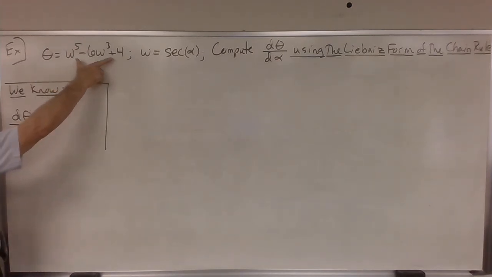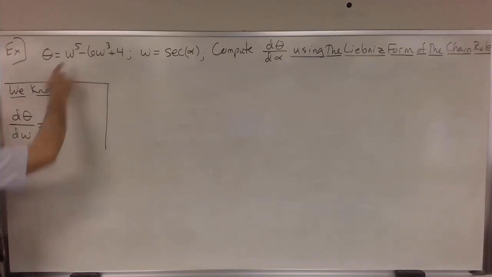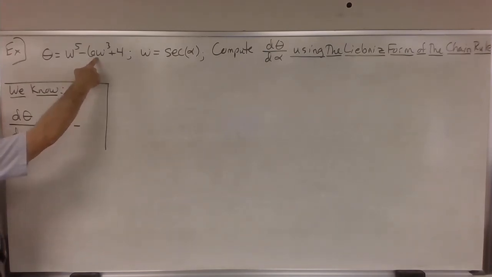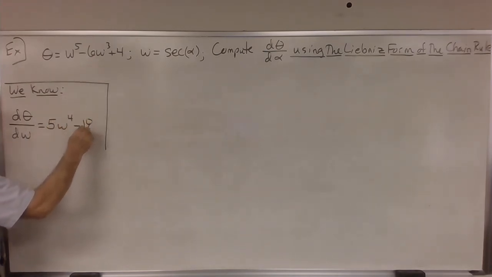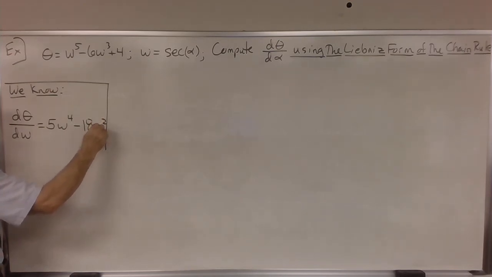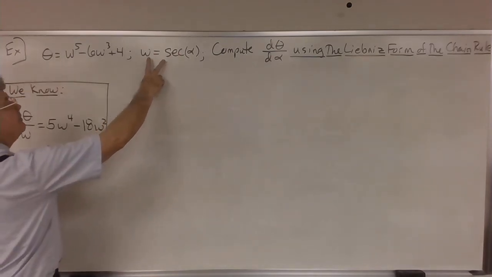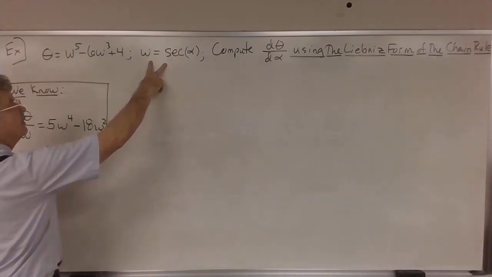And the derivative of this expression with respect to w is 5w to the fourth minus 18w squared. So we have d theta dw. We got what we could from this equation. Now let's go over here and milk this equation for all it's worth.